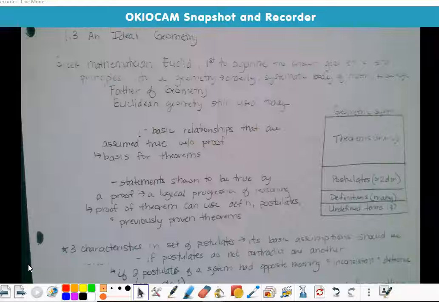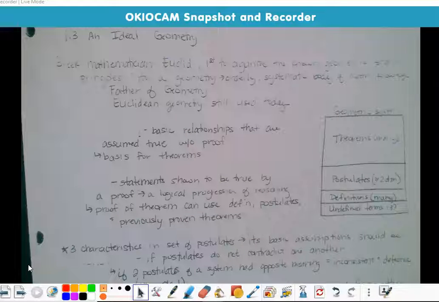So first of all, that Greek mathematician Euclid was the first to organize known geometric properties and principles into a geometry. Okay, and geometry is just an orderly, systematic body of math knowledge. Man, these notes are pretty hard to read, aren't they? I have to do something about that. Okay, so Euclid is called the father of geometry, and Euclidean geometry is still used today. It's a fun word. That's what we use.